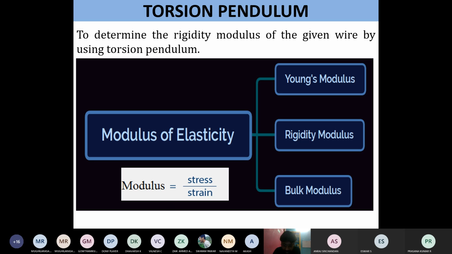Within the elastic limit is nothing but the maximum point, the critical point up to which the material behaves elastically. Within the elastic limit, the stress is directly proportional to the strain. When we apply stress over the material, strain takes place.